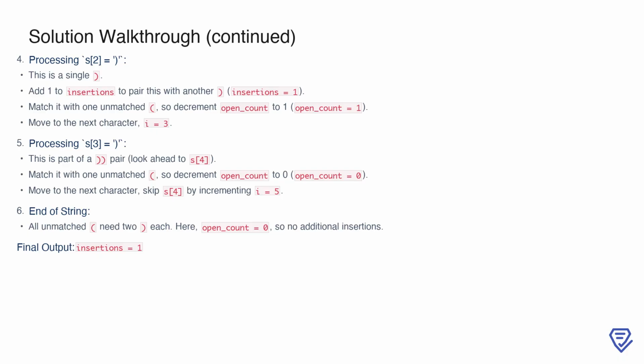pair. By looking ahead to S4, we confirm this. We match this pair with one of the unmatched opening parentheses and decrement open_count to 0. Since we processed both S3 and S4 as a unit, we skip S4 and increase I to 5. At this point, we have reached the end of the string. With no unmatched opening parentheses left, no additional insertions are required. The final answer is insertions equals 1.